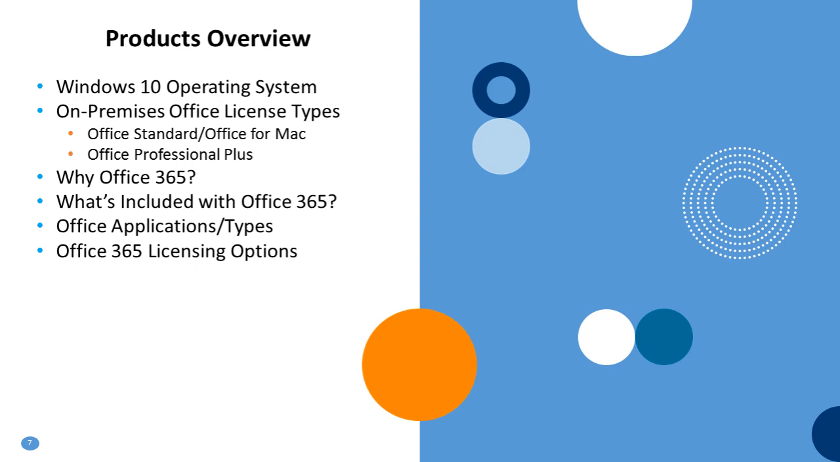Now we're going to talk about different products: the Windows 10 operating system, several on-premise Office license types, and a little bit about Office 365, what's included in Office 365, and the several different licensing options for Office 365.